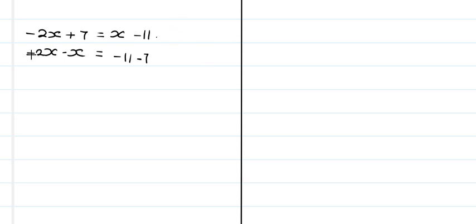So from there, we have negative 2x minus x, which of course will be negative 3x, is equal to negative 11 minus negative 7, which is negative 18. And then you see we have a negative here and a negative here. I can cancel those negatives. It's just like dividing the whole thing by negative 1. So those negatives cancel, and I remain with 3x is equal to 18.